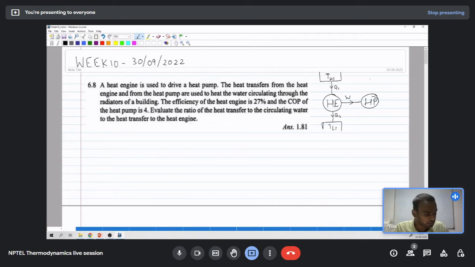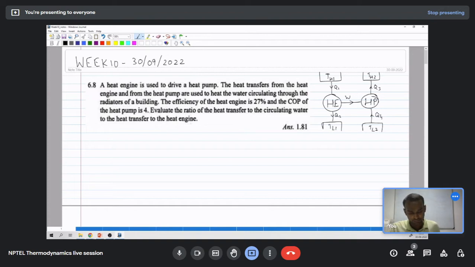Similarly, the heat pump is in contact with two thermal reservoirs, TH2 and TL2, and Q3 and Q4 are the heat transferred to the high temperature reservoir and the heat absorbed from the low temperature reservoir.